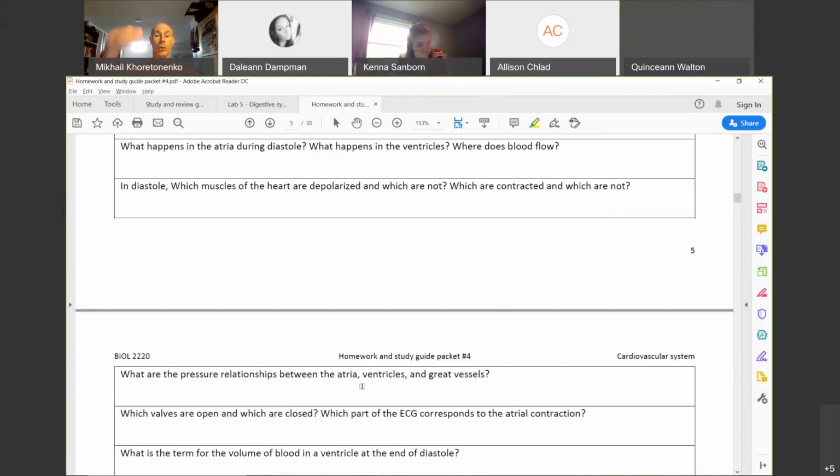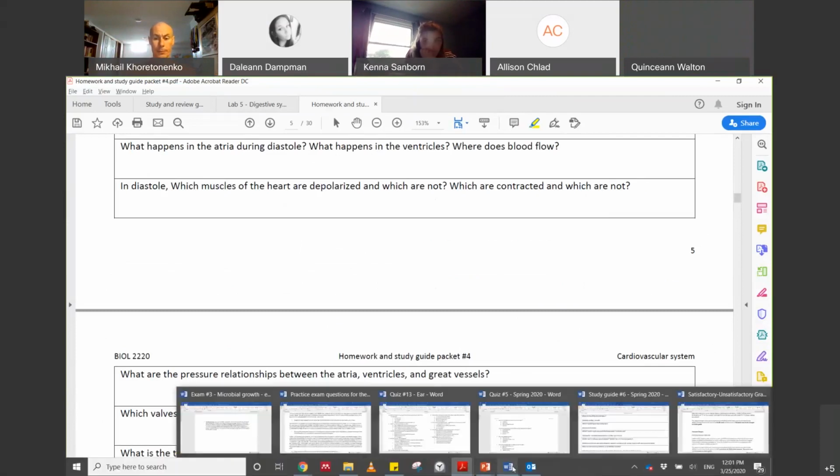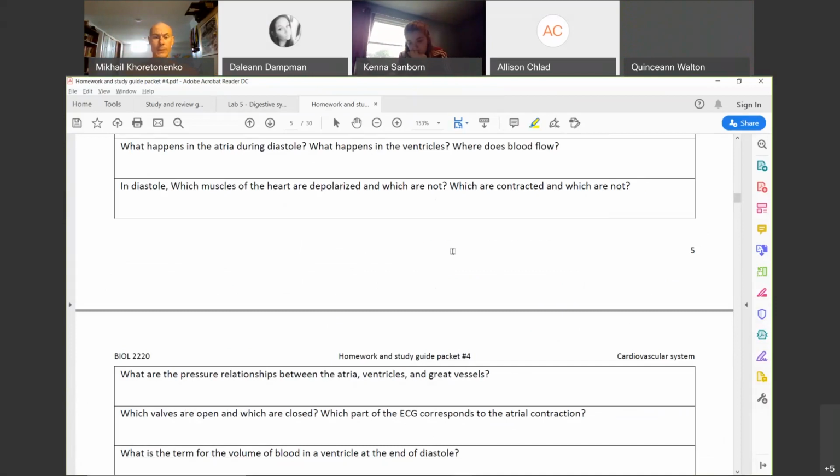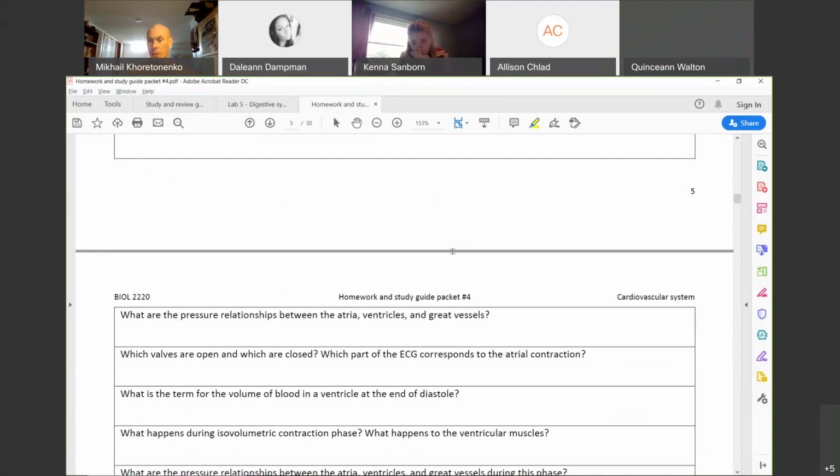It basically goes over each step in a very, very detailed manner, so you understand the pressure relationships, the valves that are open and closed. I honestly don't remember what I had in the practice questions for this. I think I had something. So yeah, you can expect it, it's such a huge concept. One of the questions on the exam is going to be about the cardiac cycle.